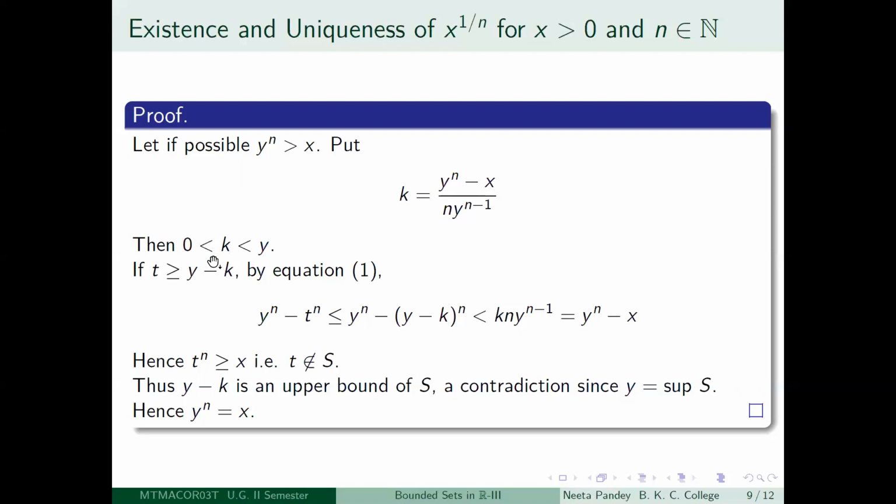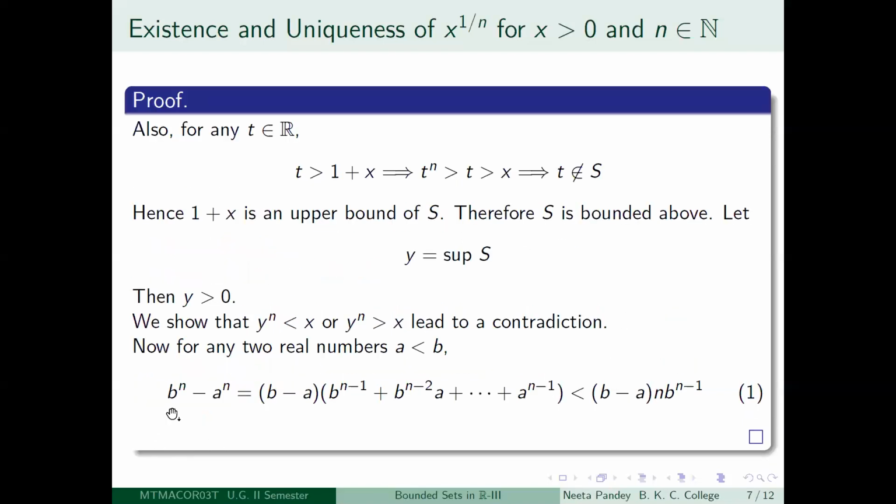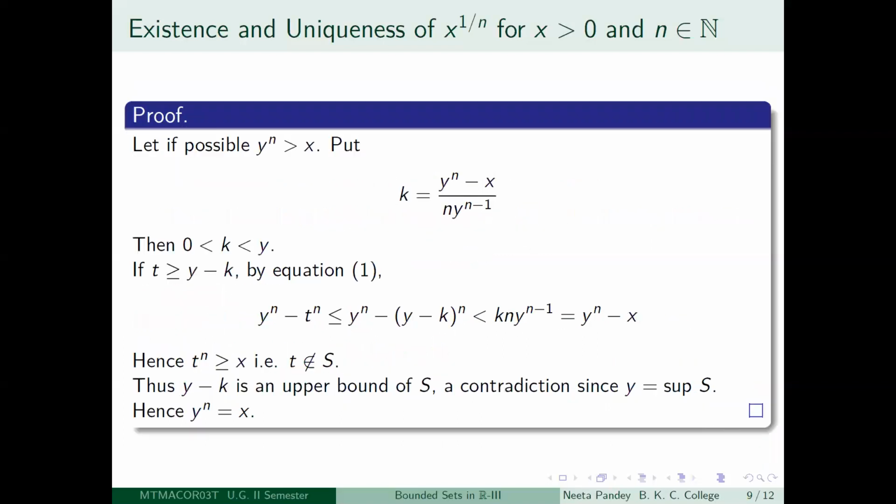And so this number is here. Now you take any t greater than or equal to y minus k. So y minus k is a positive number. So remember your previous inequality. I have written equation, but it was an inequality actually. So b to the power n minus a to the power n is less than b minus a into n times b to the power n minus 1. So I'm going to apply this inequality here. So now my b is y and a is t. So y to the power n minus t to the power n.